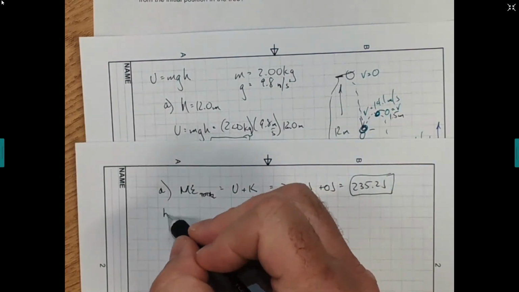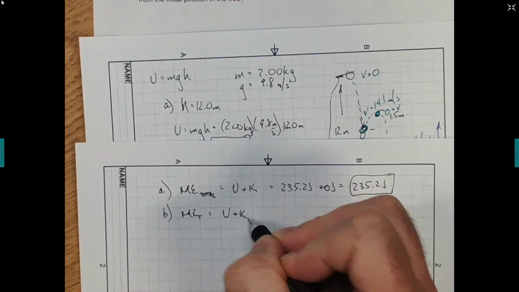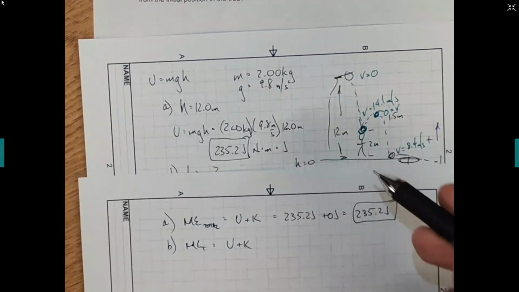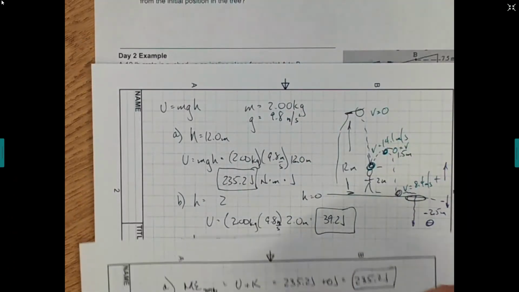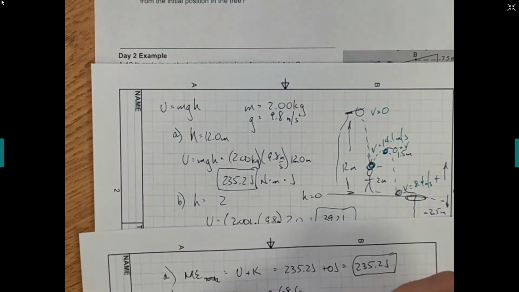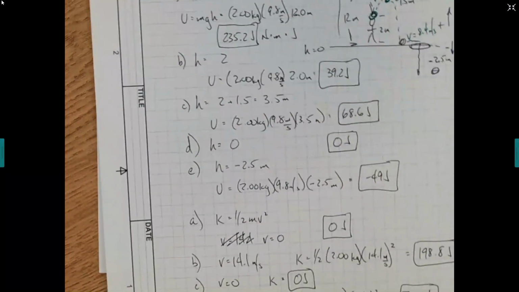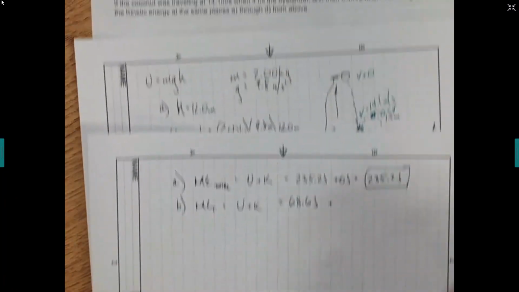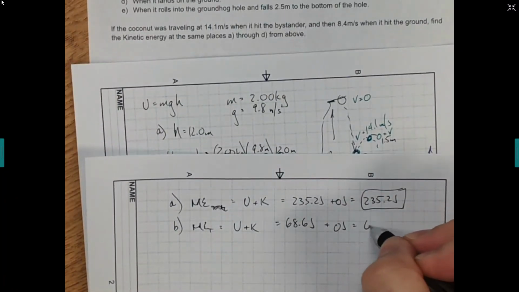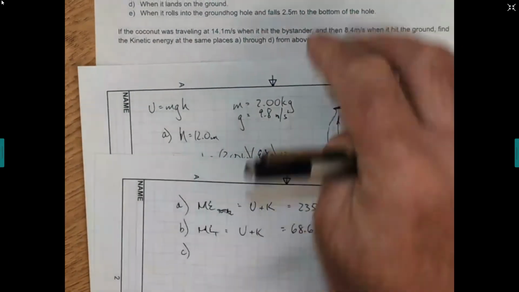So part B, the mechanical energy total is equal to, again, U plus K. So what was the potential right after it hit the bystander? And that was part C. So it was 68.6 joules. Okay, and then the kinetic after hitting the bystander, on this one was C, again, it was 0 joules because remember it's not moving at the top there. Okay, so that wasn't bad.